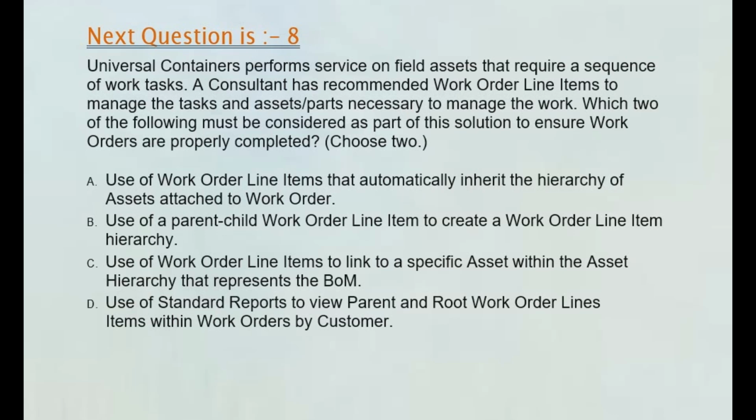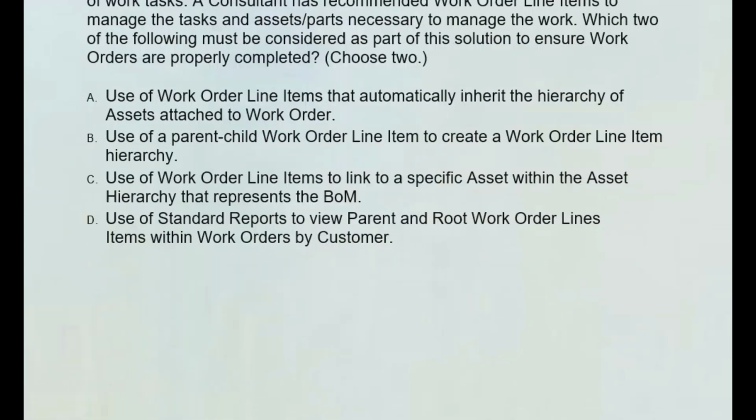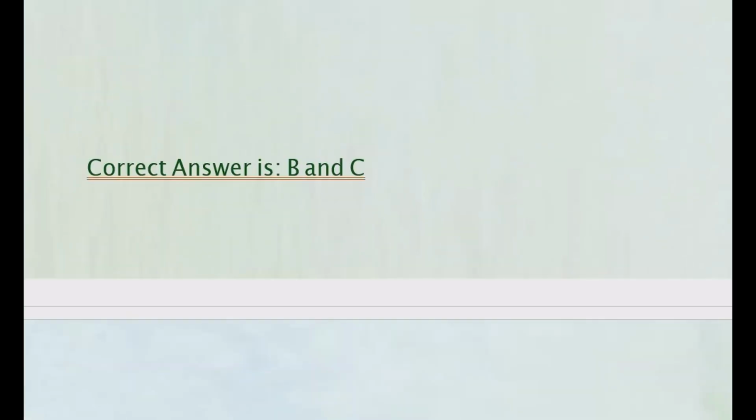Option A. Use of work order line items that automatically inherit the hierarchy of assets attached to work order. Option B. Use of a parent-child work order line item to create a work order line item hierarchy. Option C. Use of work order line items to link to a specific asset within the asset hierarchy that represents the BOM. Option D. Use of standard reports to view parent and root work order lines items within work orders by customer. Correct answer is option B and option C.